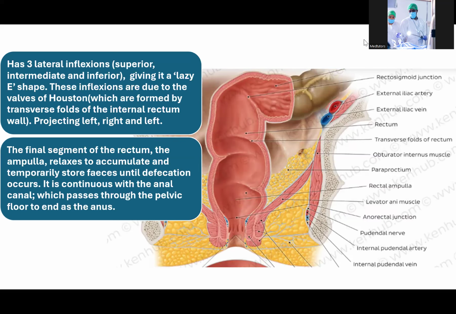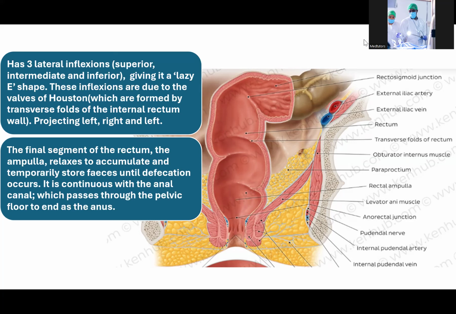You know, we said the rectum doesn't have haustration, but it has folds. It has valves. Okay, there are 3 valves. It has lateral inflections, superior, intermediate, and inferior, giving it a lazy S shape. Okay, a lazy S shape. These valves of Houston are bulging into the lumen, okay, to increase capacity.